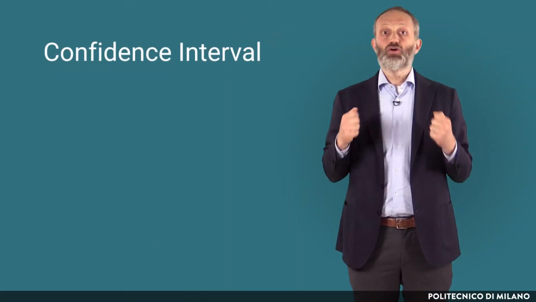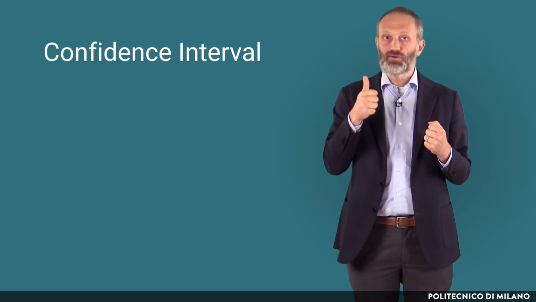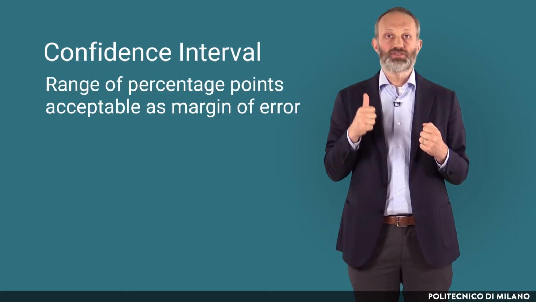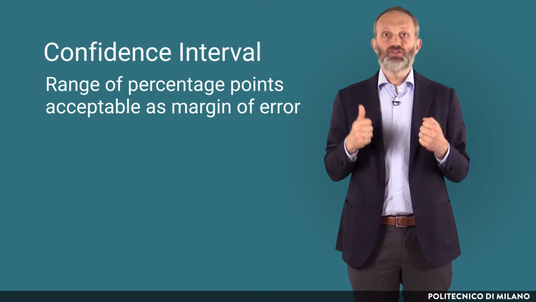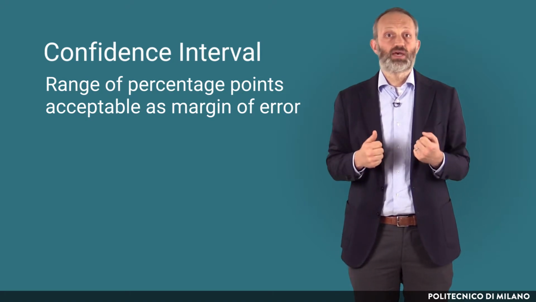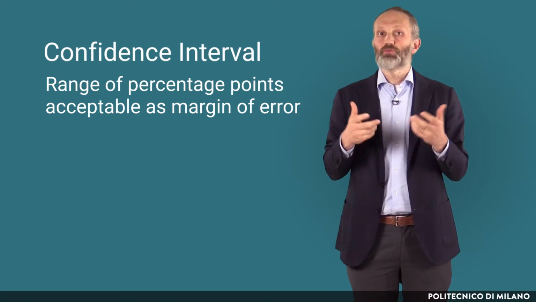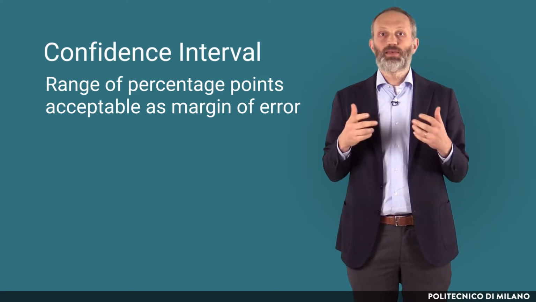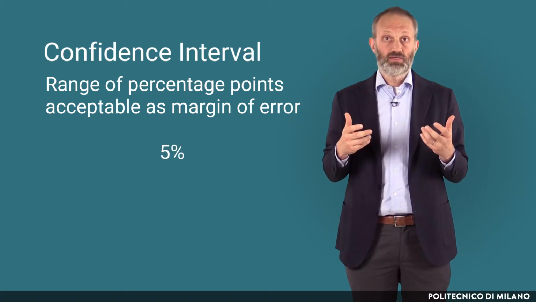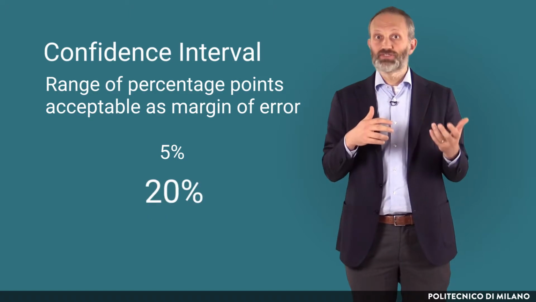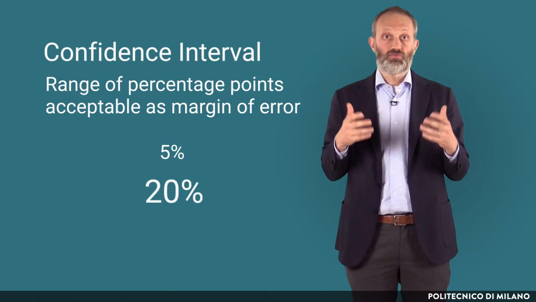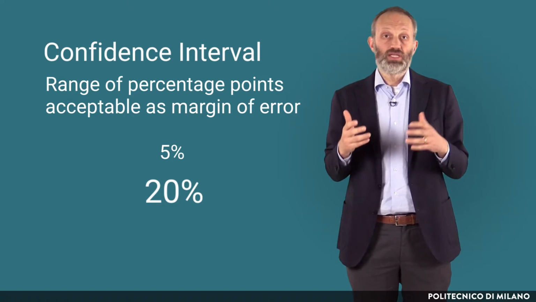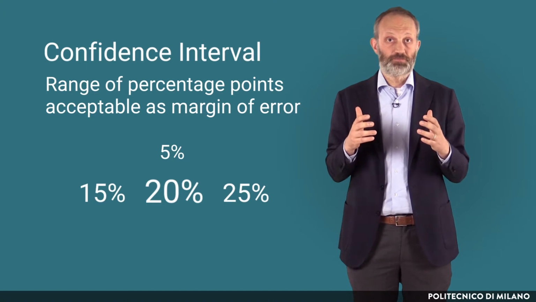Well, it depends on some factors. The confidence interval, or sampling error, that is the range of percentage points that we can accept as margin of error. For example, let's imagine that we ask our respondents if they like a certain product. If we accept a sampling error of 5% and we obtain as a result that 20% like the product, it means that we can be confident that the result for the entire population will be between 15 and 25%.